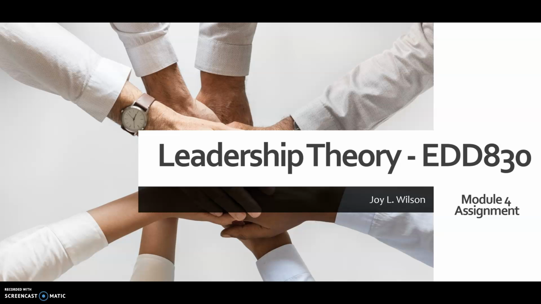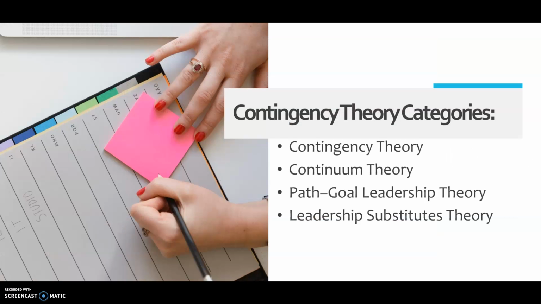This presentation is for the course of Leadership Theories. This is for the Module 4 assignment. Some of the leadership theories we're going to discuss today are underneath the contingency theory categories. Some of the theories within that category include contingency theory, continuum theory, path goal leadership theory, and leadership substitutes theory.